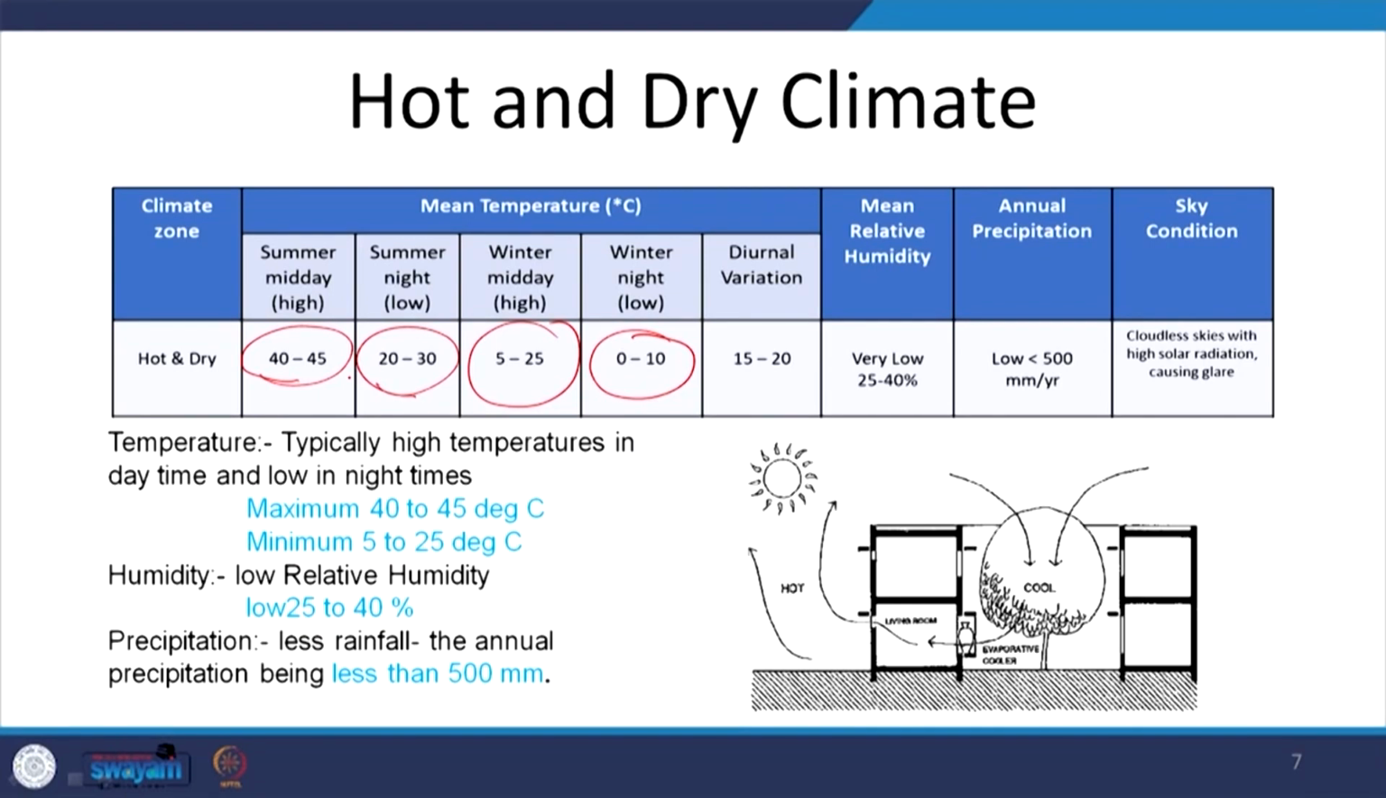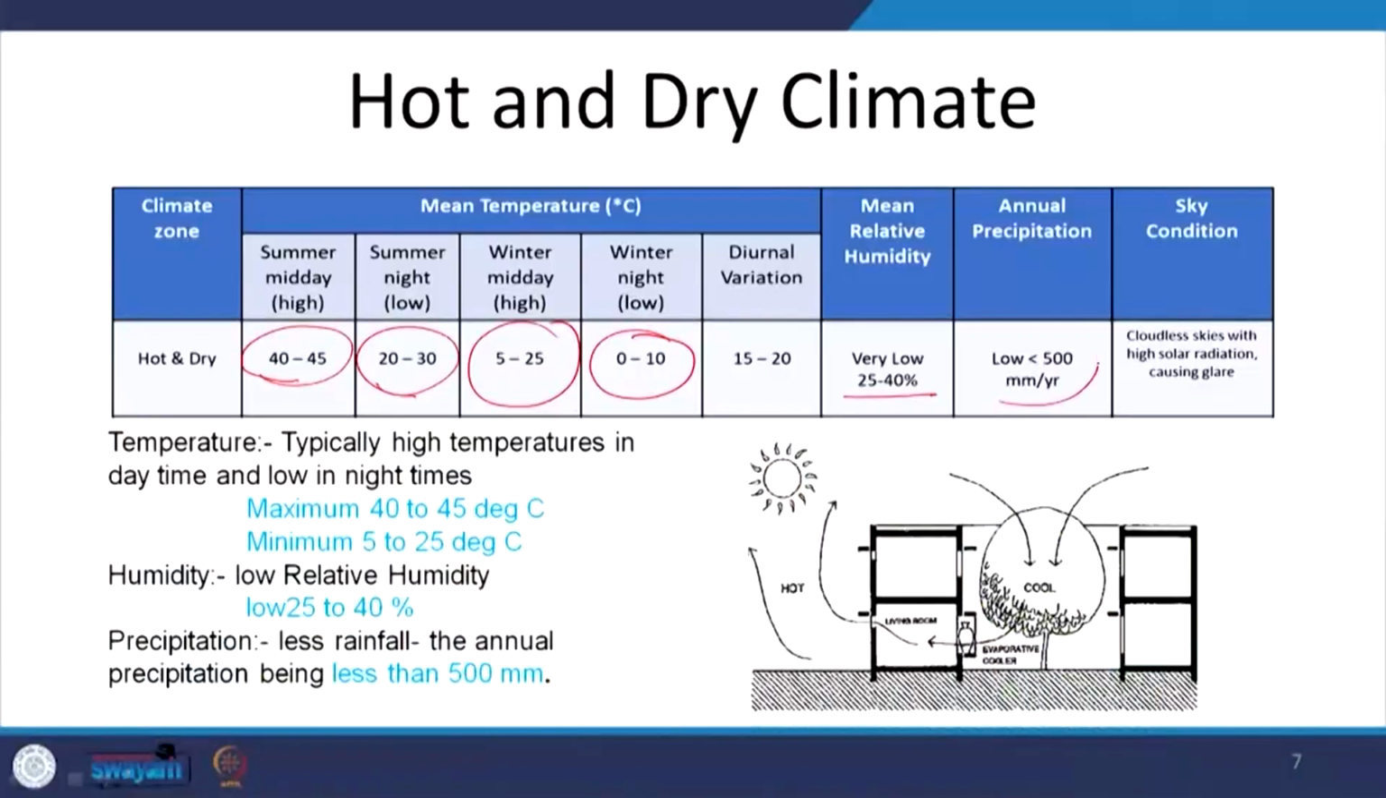The mean relative humidity is very low, 25 to 40% almost throughout the year. So, throughout the year we have very low humidity, and that is because the precipitation is also very low. The annual precipitation is quite low, which is less than 500 mm per year, that is including the monsoon period. So, it is very low.